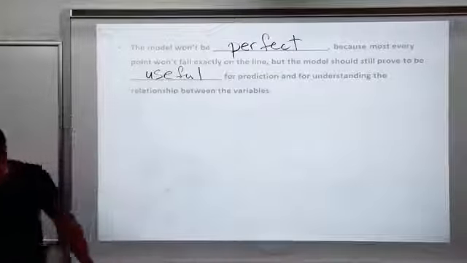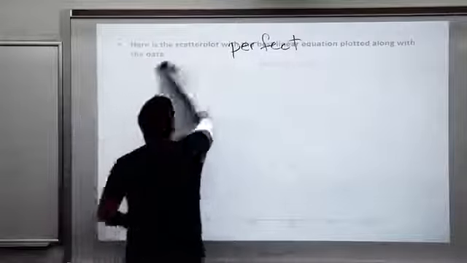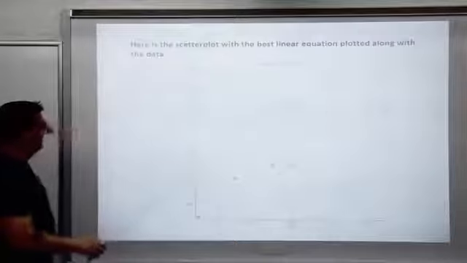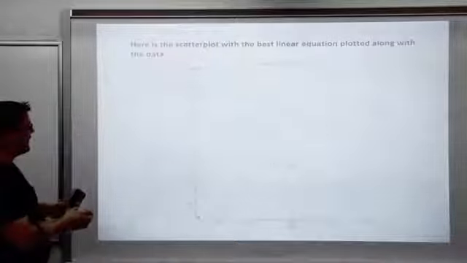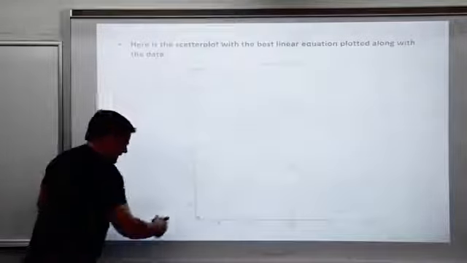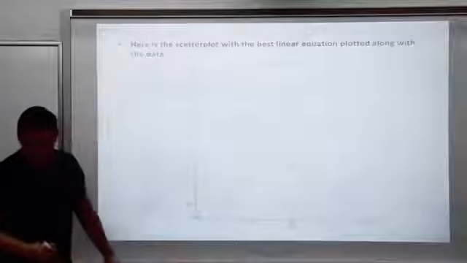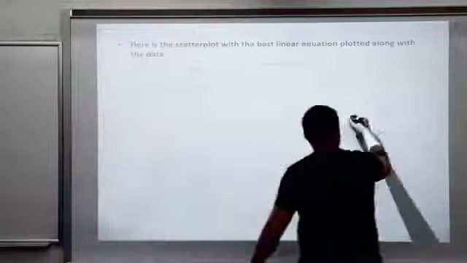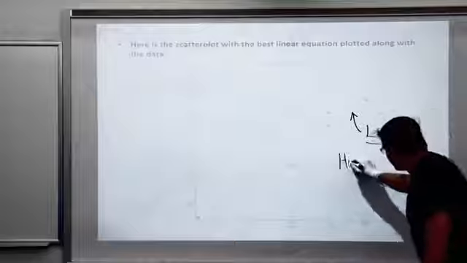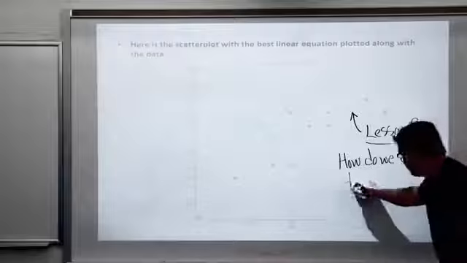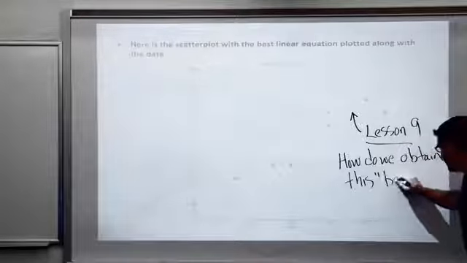Probably will need that line again, but let's see what's on this next slide. Here's the scatter plot. I guess we're going to flip the page in the notes. That's the best linear equation plotted along with the data. You can see it in your notes pretty clear. It's in pink here. I'm not sure if it's coming up in the video, but we're almost there, right? Lesson 9, we come up with how we obtain this, quote, best line.